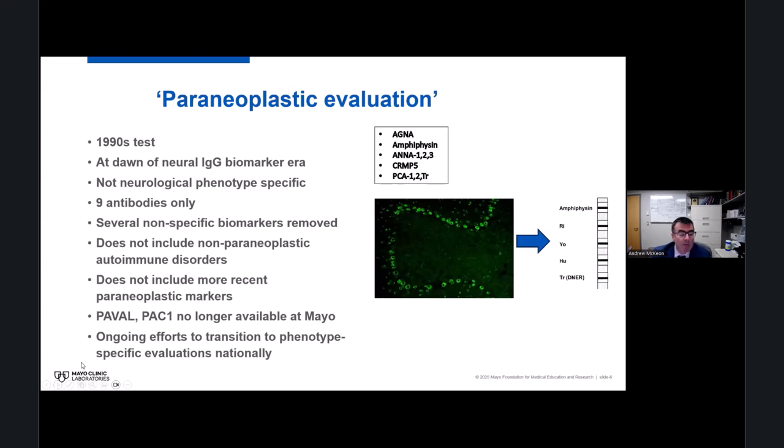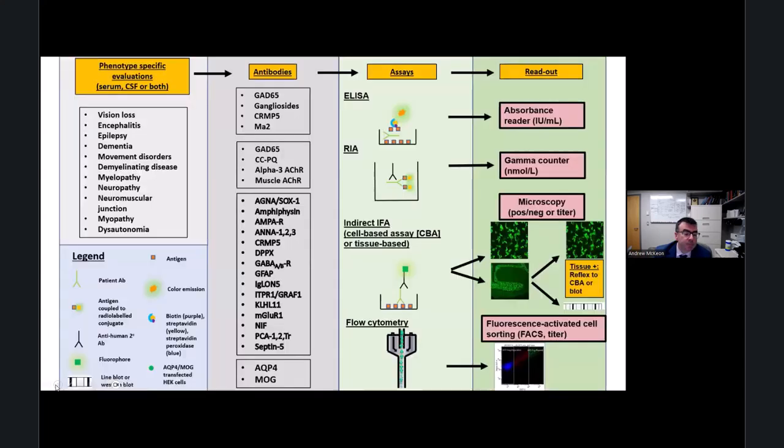So we have removed this testing from our catalog within Mayo Clinic, so we cannot order this anymore. And instead, for a patient who presents with encephalitis, we recommend ordering an autoimmune encephalopathy evaluation that will cover both paraneoplastic and non-paraneoplastic causes. And that's just by way of example. The same applies for movement disorders, myelopathies, neuropathies, and so on. And so this is the approach.